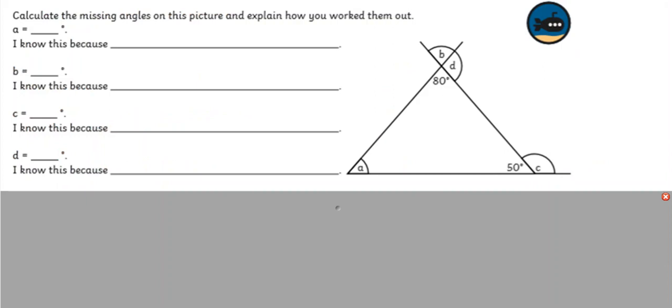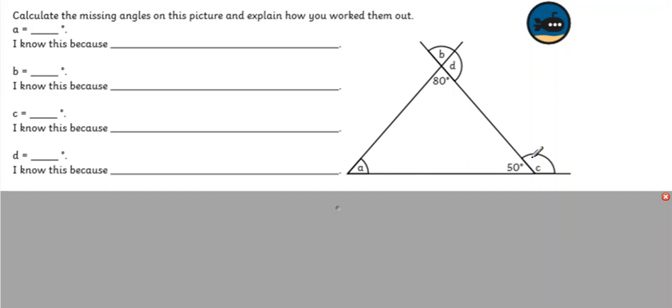Let's have a look at this one then. So we've got to calculate the missing angles on this picture and explain how you worked them out. Okay, so if I was you, I would start off with A because A is angles in a triangle, and we all know that angles in a triangle add up to 180 degrees.